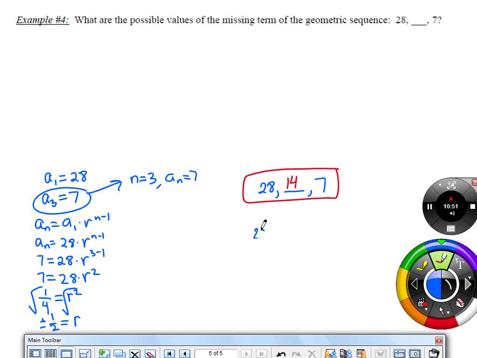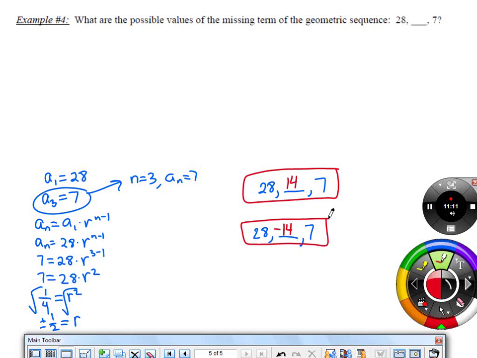The other option is that the ratio is negative 1/2. So 28 times negative 1/2 would be negative 14, and negative 14 times negative 1/2 would be positive 7. And I would have something that looks like this. So there are two options here. If you don't know that missing piece, it could be negative, it could be positive.